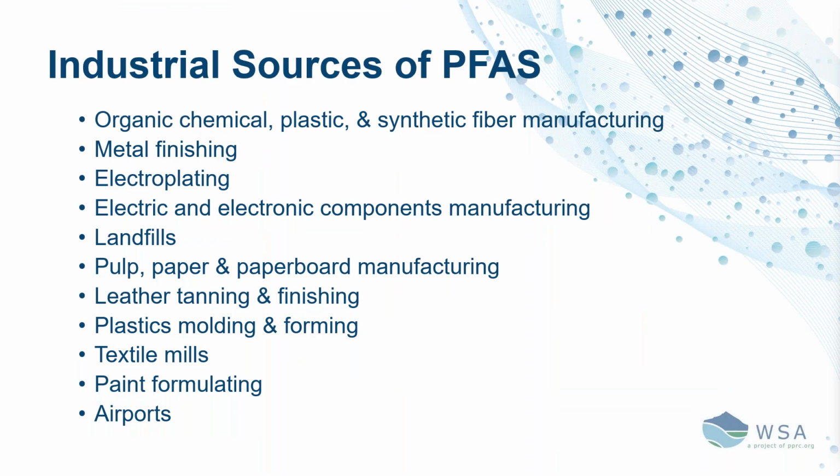So some of the industrial sources of PFAS, these are ones that are listed in the EPA strategic roadmap. Organic, chemical, plastic, synthetic fiber manufacturing, metal finishing, electroplating, electronic and electric component manufacturing. Landfills are listed as a source. Pulp paper, paperboard manufacturing, leather tanning and finishing, plastics molding and forming, textile mills, paint formulating, and airports are all listed as sources in the EPA strategic roadmap.